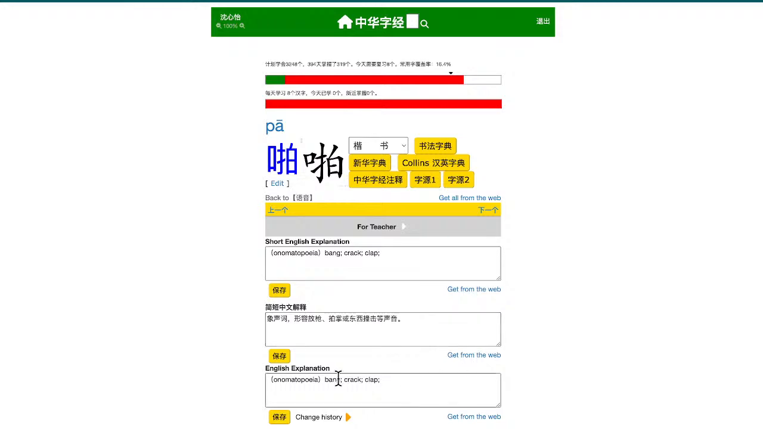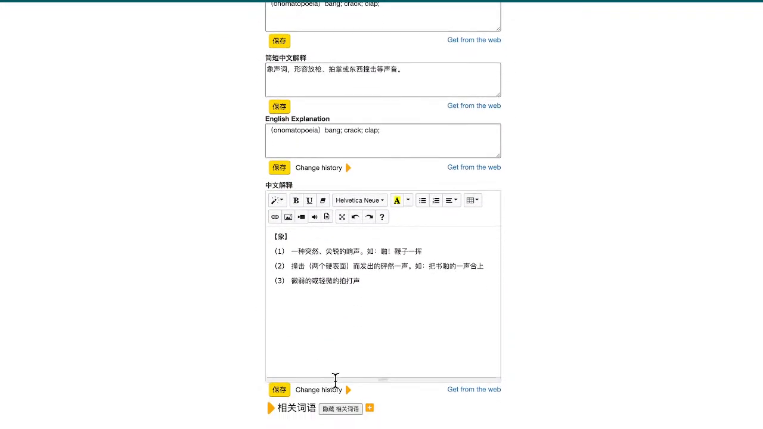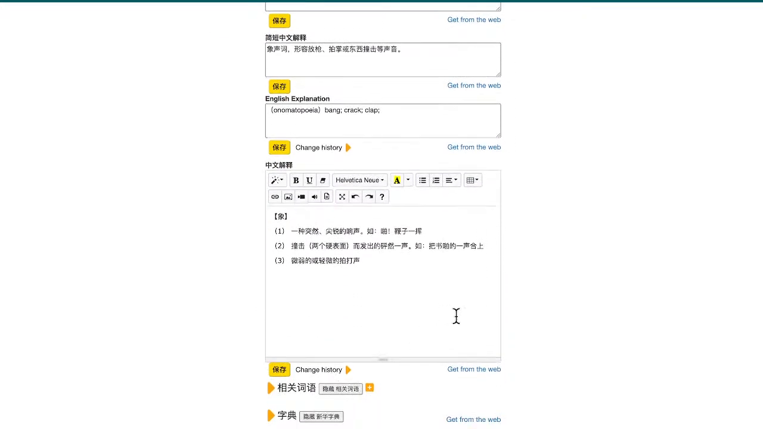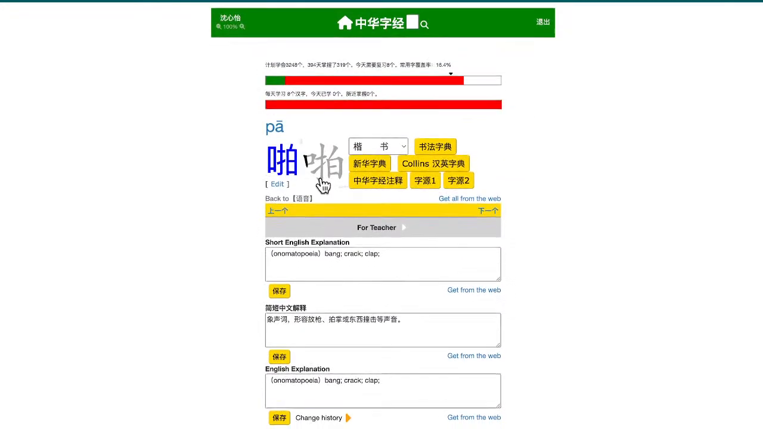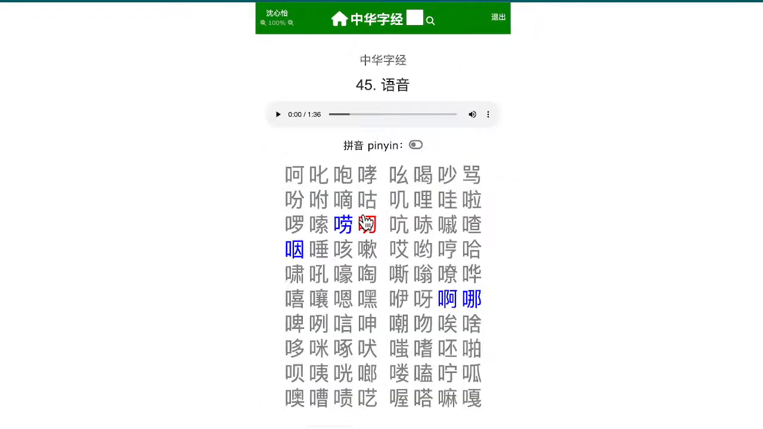For example, when you whack a whip, it goes pa. Also when you close a thick book, pa. So this is pa.